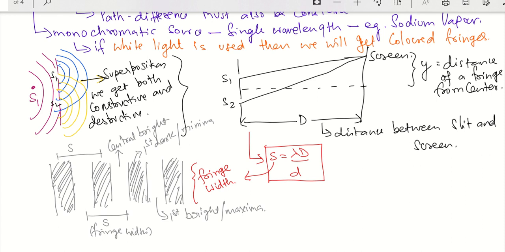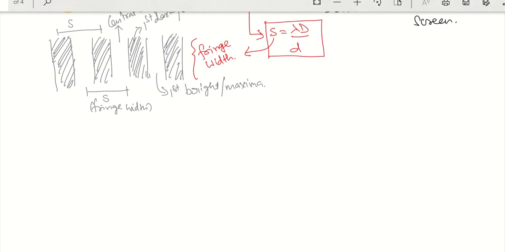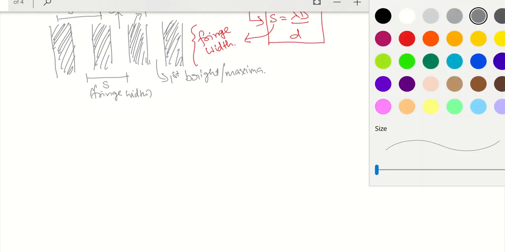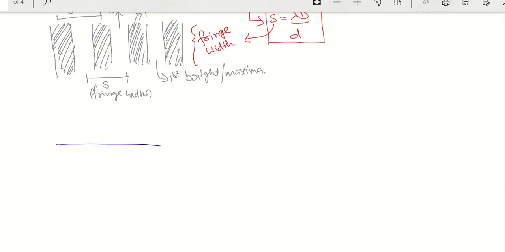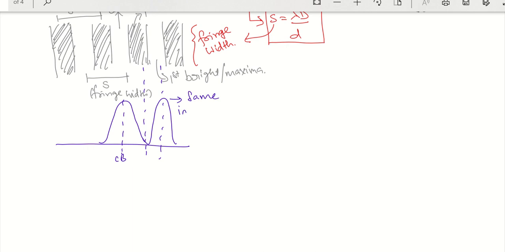And the pattern will also come something like this in this case. The pattern will be straight. Okay, that's the central bright. You remember we wrote last time also. So we wrote like this. And then it will come here, the dark, and then you get again bright. That's how it comes. Okay. So same intensity in this case.